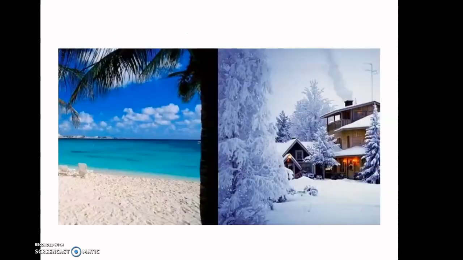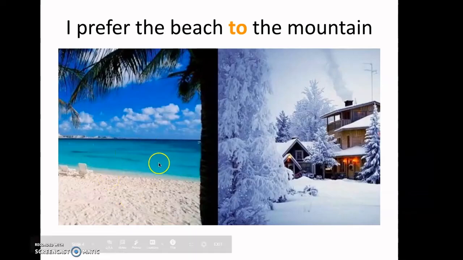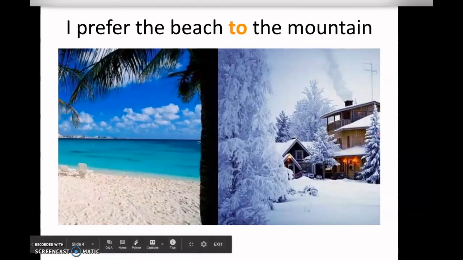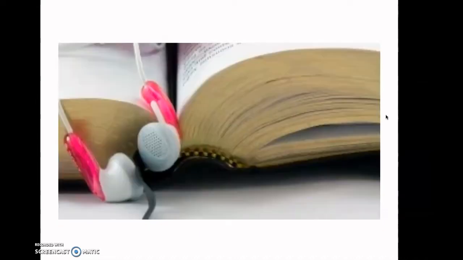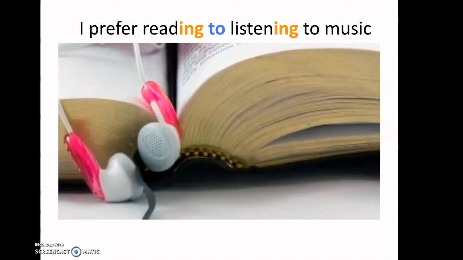Let's take a look at some pictures. Imagine that you're speaking in general. You could say something like this: I prefer the beach to the mountain. And then again, remember that if we are using nouns such as beach and mountain, in between we would need to use the preposition to. Another example would be this one here. We could also use the gerund and say, I prefer reading to listening to music. This would be similar to example 2 that we saw earlier.